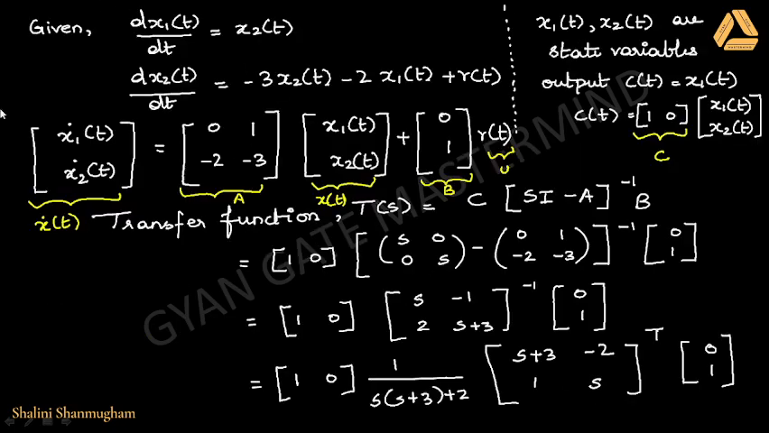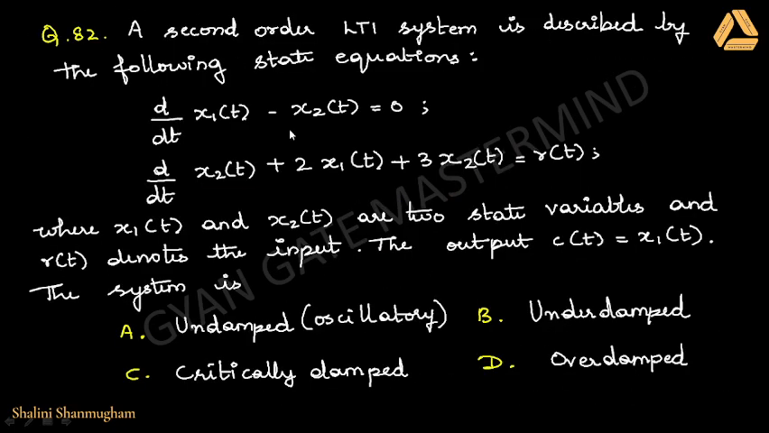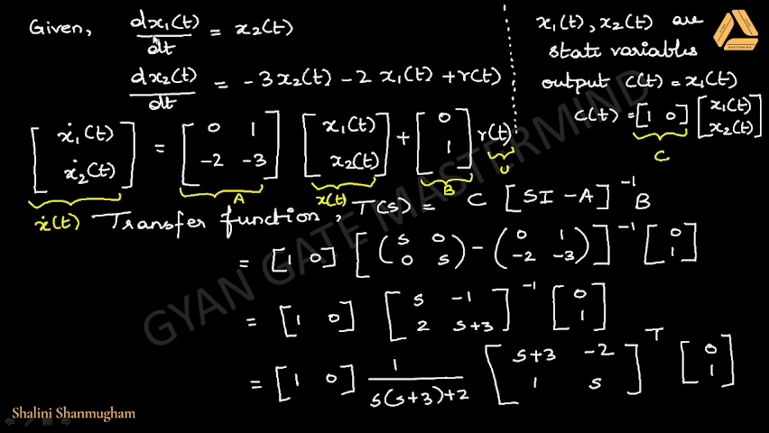For this I take the state equations and bring the differentiation term to the left hand side and all other terms to the right hand side. In this way I arrange to get the state representation. We also know that the output C of t is x1 of t, so I arrange it in matrix form. That is, C of t is given by the matrix 1 0 times x1 of t and x2 of t.